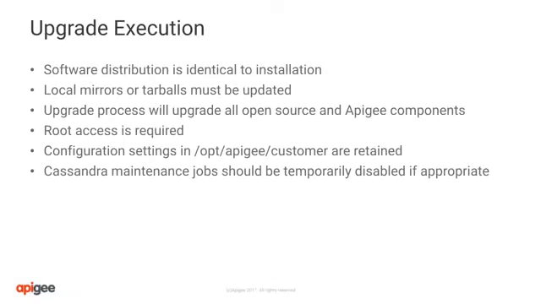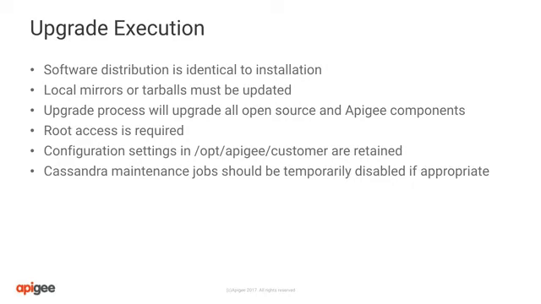The software distribution process for an upgrade is the same as the one used for an initial installation. Software is packaged in RPM format and distributed from a network repository or tarball. If you are not using the Internet repository at software.apigee.com, you will need to update your existing mirror or create a new one with the newer version of Apigee software.